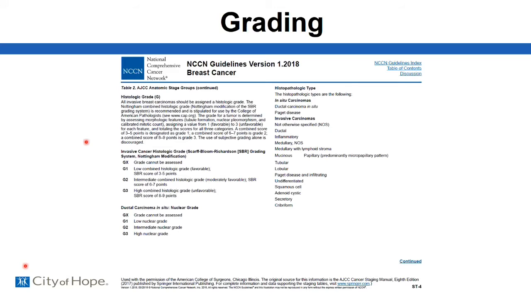So the grade, as we alluded to, is just low, intermediate, or high. So it's going to give you a grade 1, 2, or 3. And it's the same for both invasive carcinomas and ductal carcinomas in situ. So the pathologist looks under the microscope and gives a grade. And we won't go over all of these different things, but there's multiple different types of cells that both a DCIS or an invasive ductal carcinoma can be made out of.